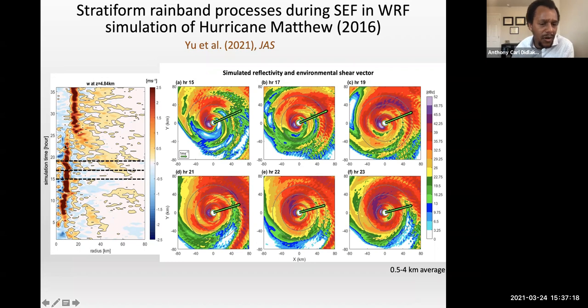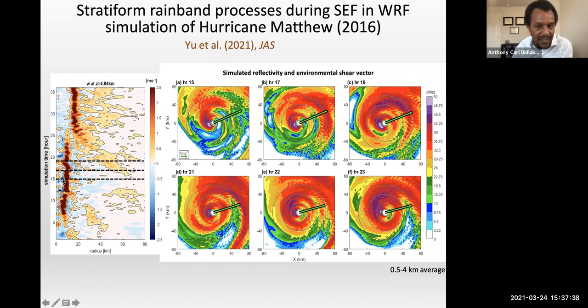Here we have the inner eyewall that eventually decays once this outer eyewall forms and spirals and goes inward. And it's around this time where you have that replacement. So what we're focusing on here is everything that's happening just prior to this formation.